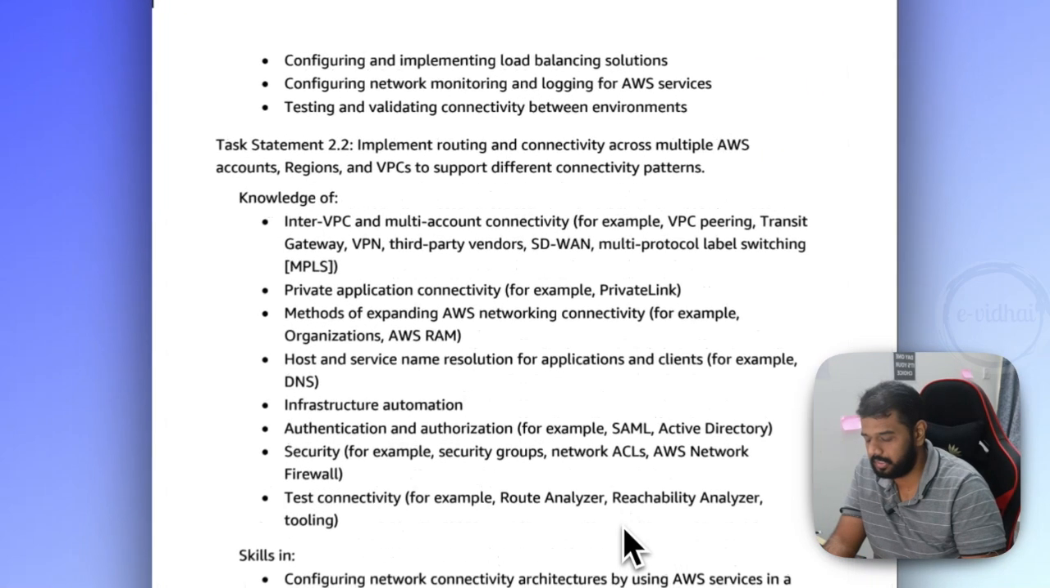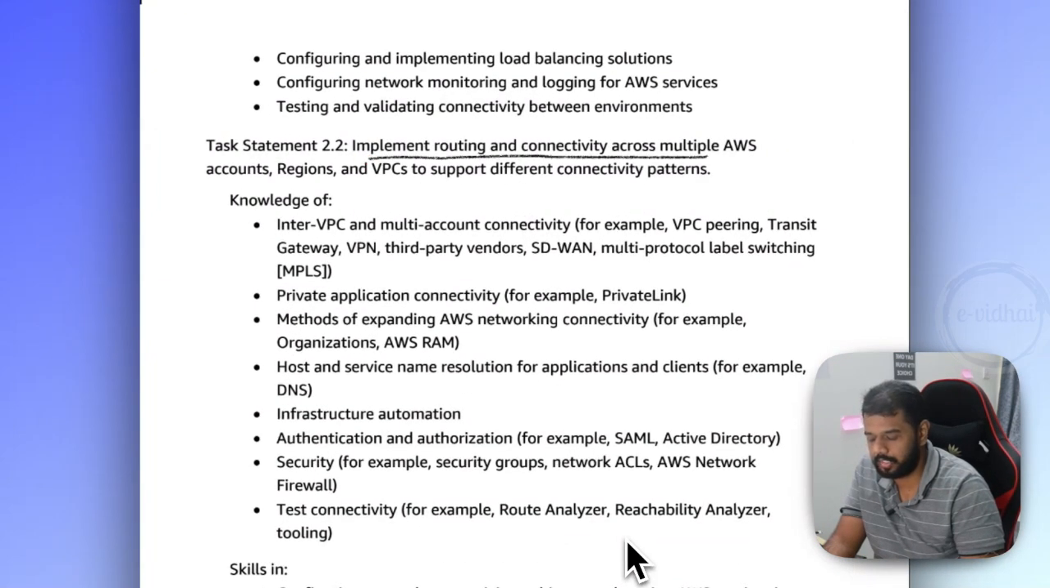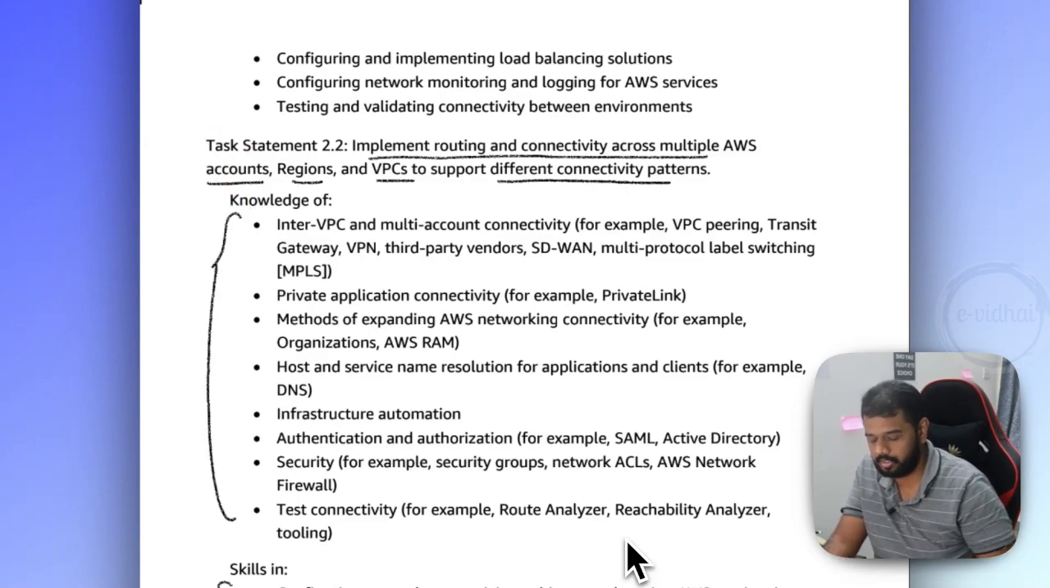For example, let's say this is your task: implement routing and connectivity across multiple AWS accounts, regions, and VPCs to support different connectivity patterns. Then they mention that once you learn how to do it, you're going to gain all these knowledge and skills. So the beginner mistake would be that whenever they prepare a resume, they just mention VPC as a skill set in generic words, DNS or Route 53 with a generic keyword.